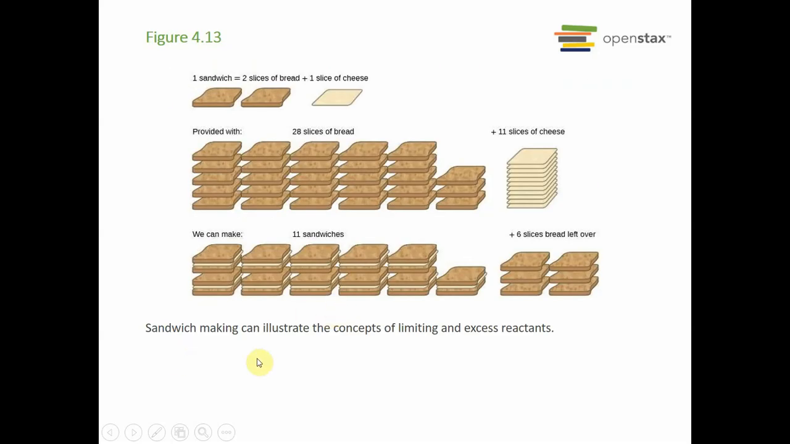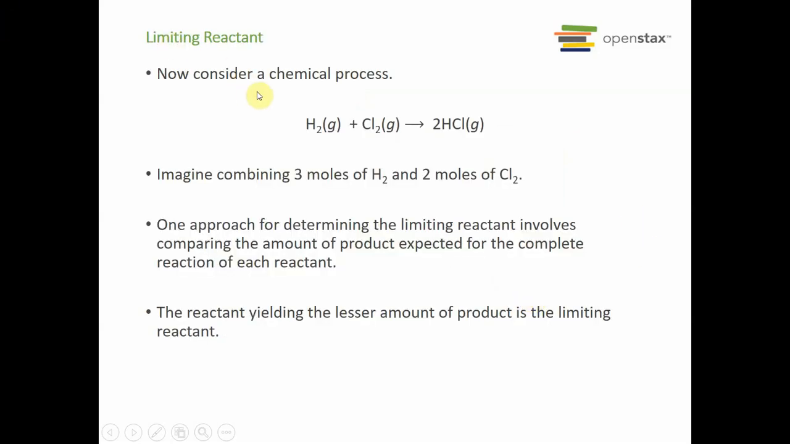So, sandwich making can be illustrated with the concept of limiting and excess reagents. So here's your chemical reaction: 1 sandwich equals 2 slices of bread plus 1 slice of cheese. This is what you're provided with: 28 slices of bread and 11 slices of cheese. And all the cheese is used. It's the limiting reagent. And excess bread is left over. It's the excess reagent.